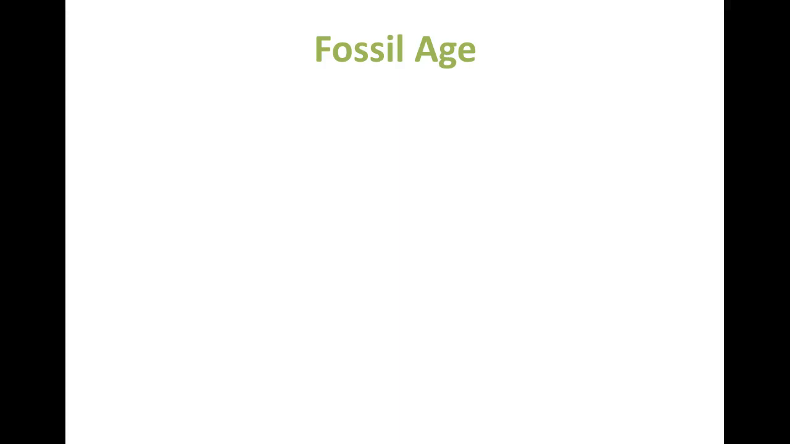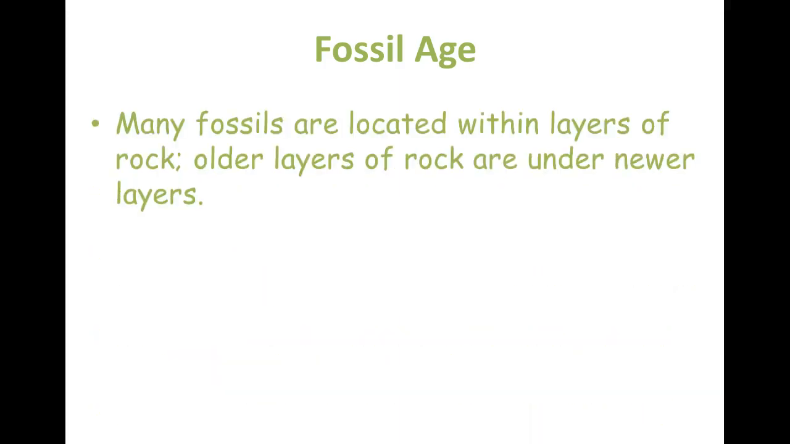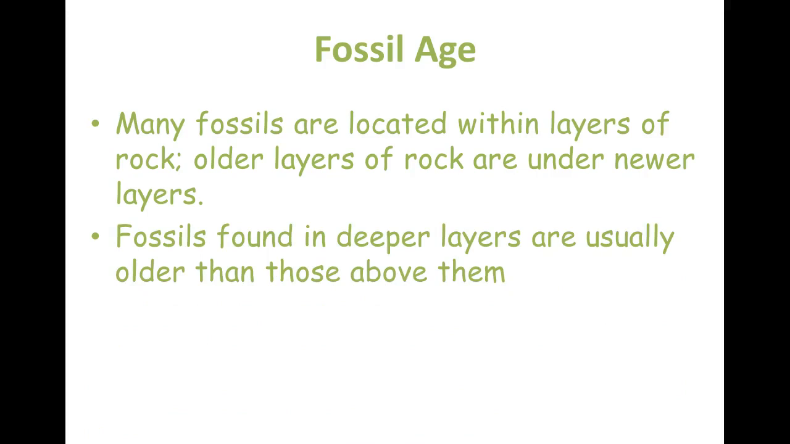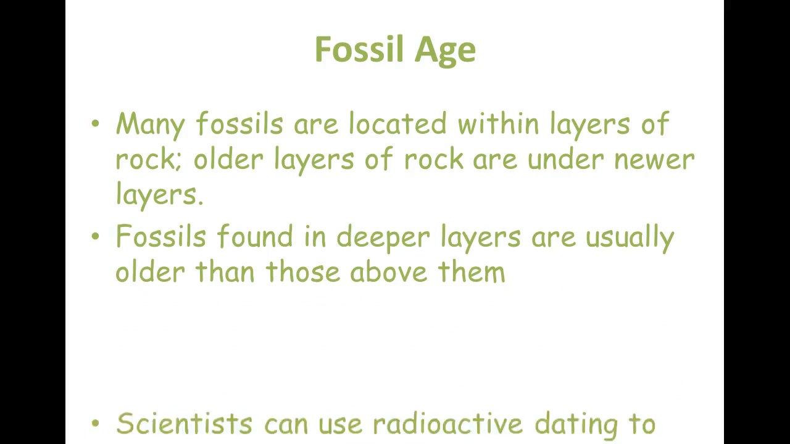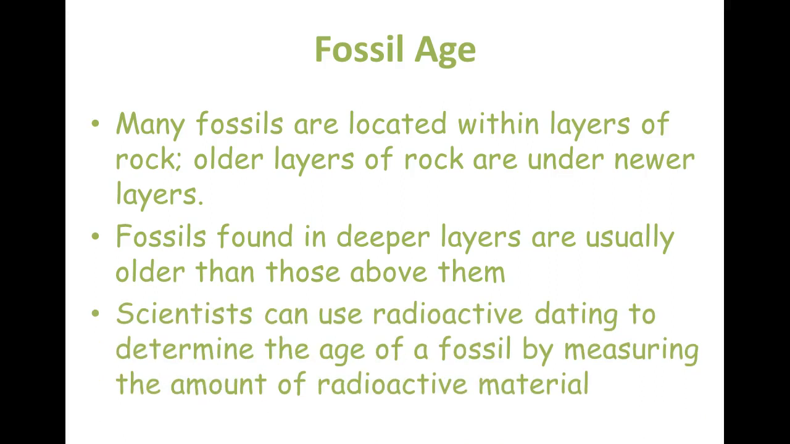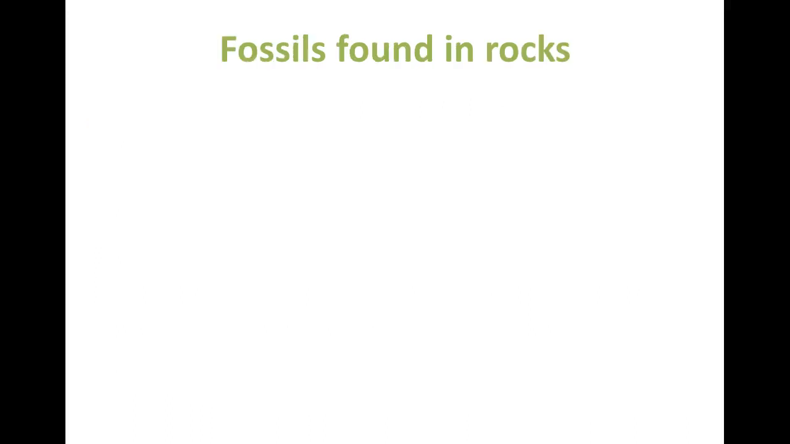Fossil age. Many fossils are located within layers of rock. Older layers of rock are under newer layers. Fossils found in deeper layers are usually older than those above them. Scientists can use radioactive dating to determine the age of a fossil by measuring the amount of radioactive material.